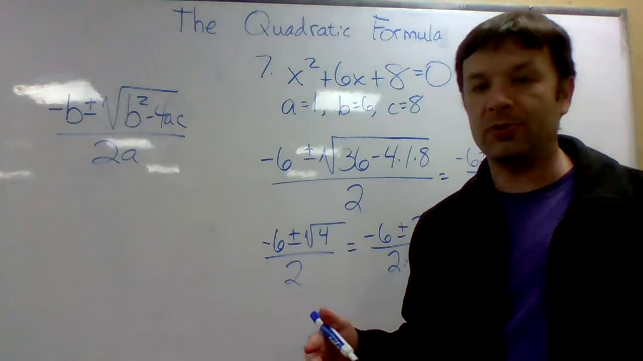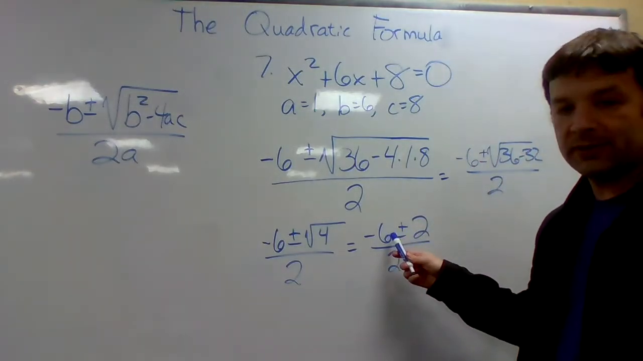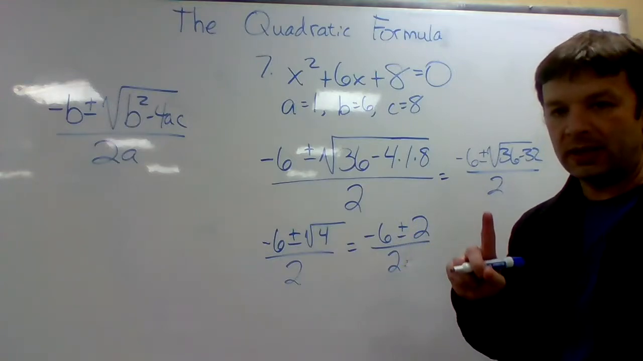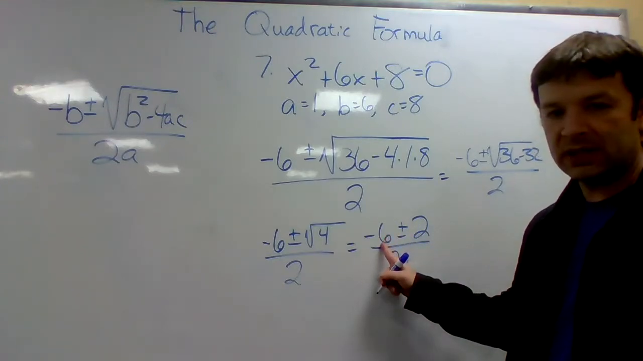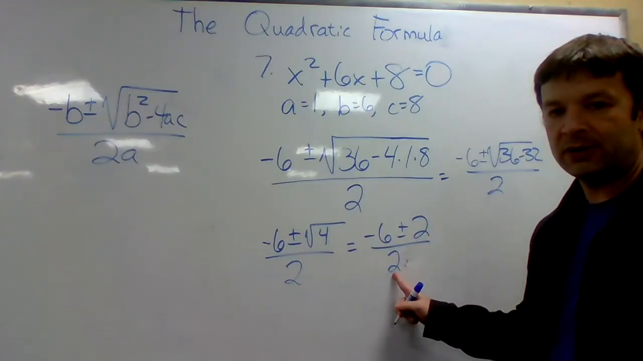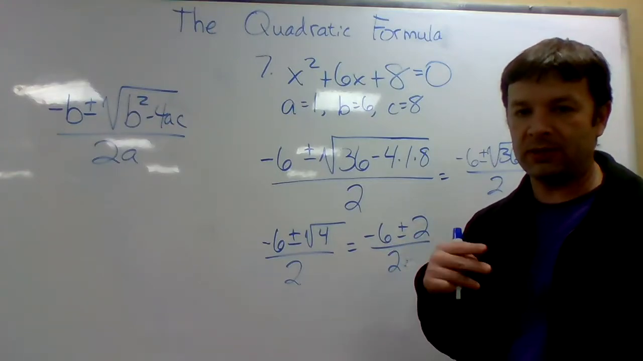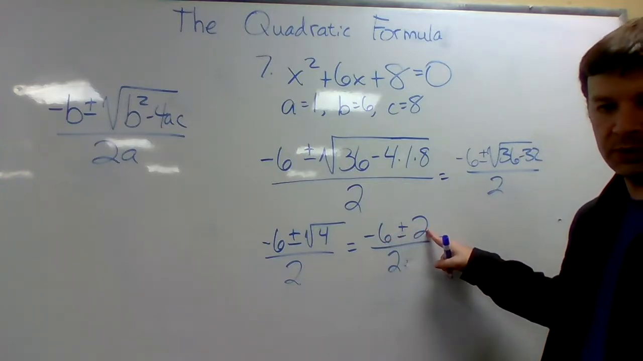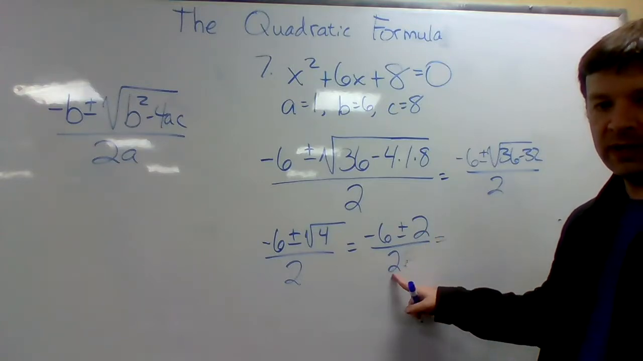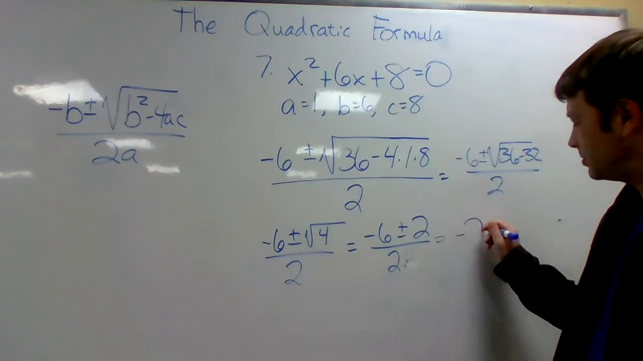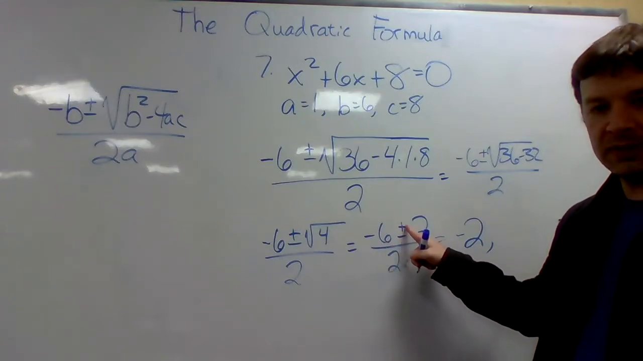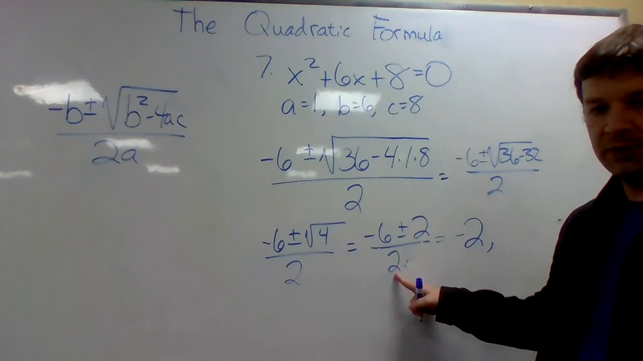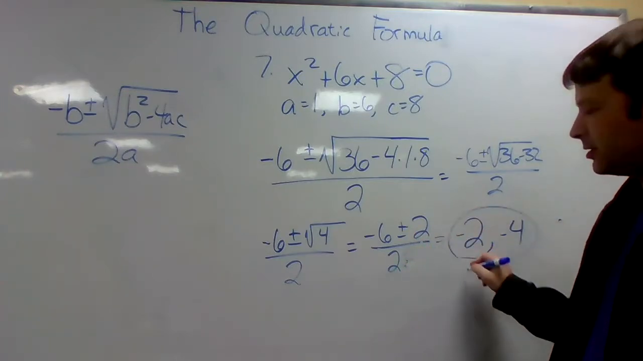Can I simplify that some more? Yes. Basically what I'm going to do at this point is negative 6 plus 2 divided by 2. That's one answer. Then I'm going to do negative 6 minus 2 divided by 2. That's my second answer. So I'm going to get two normal numbers here. Negative 6 plus 2 is negative 4, divided by 2 is negative 2. Now I'm going to use the minus instead of the plus. Negative 6 minus 2 is negative 8, divided by 2 is negative 4. Those are the two answers.